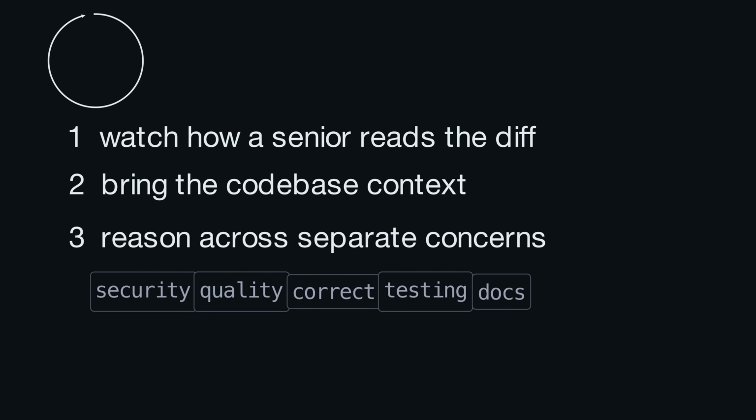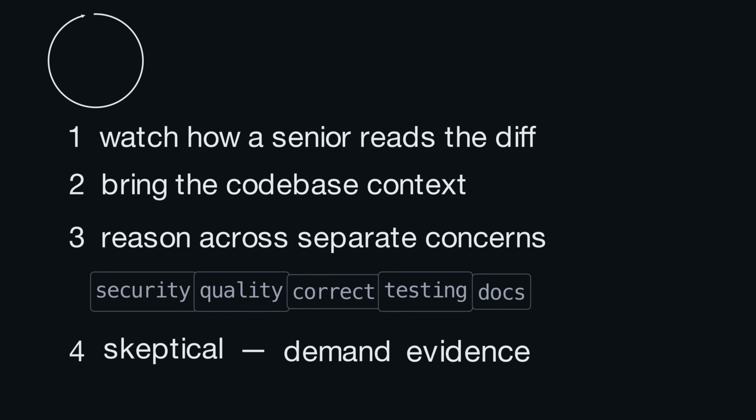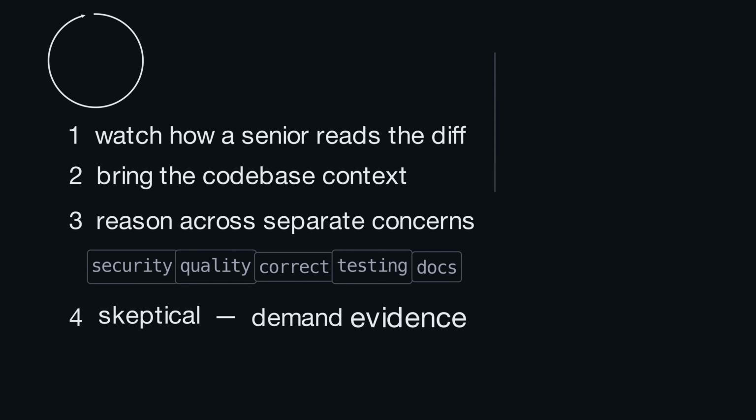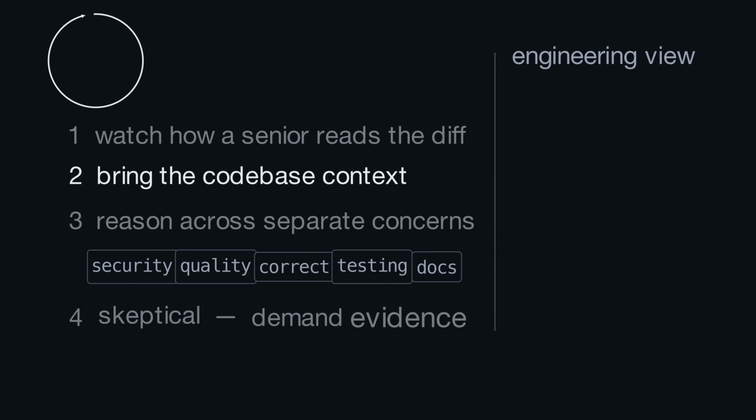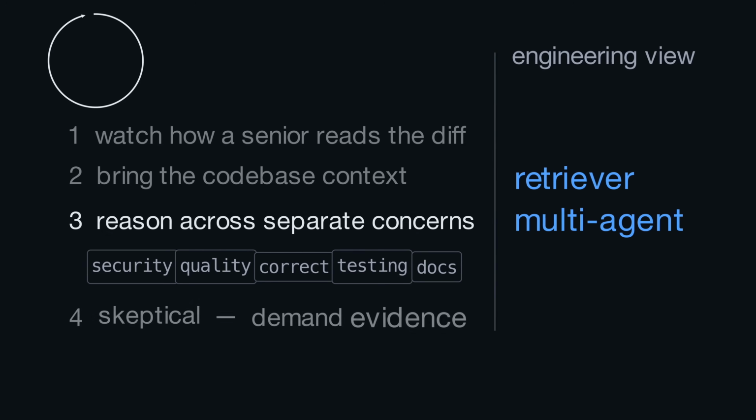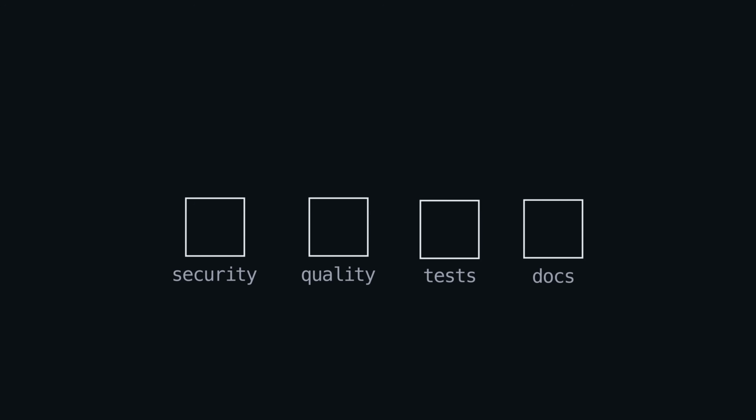And frankly speaking, they are very skeptical. They provide evidence for everything they say, so that if at any point they get it wrong, they can get back to it. And if you read those four statements from the engineering point of view, the codebase context means retrieval. Separate concerns means it's not just one reasoner, it's a multi-agent architecture. Every claim having evidence means every finding my agent makes must carry a rationale and a confidence. And the four agents which we'll design will not come from, okay, let's design four agents, but from thinking about what a human reviewer eventually reviews.